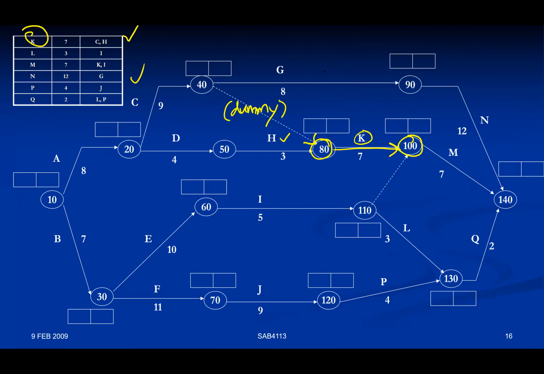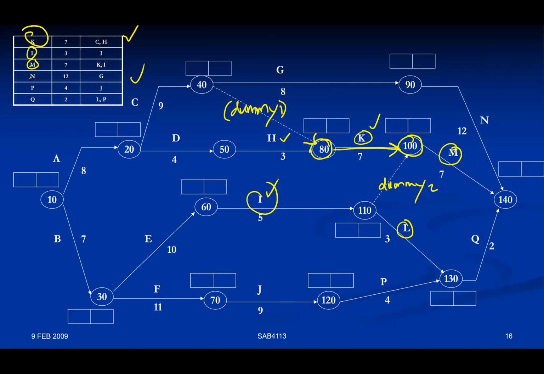And then L, where is L? L is here, connected from I. Then M is another situation. M is here. This is M, connected from K. K is here. But then M is also connected from I. I is down here. So how do we do that? Again, this is another dummy. We can call it dummy number two. This is dummy number one. Sometimes we put a small d. D1 indicates dummy.